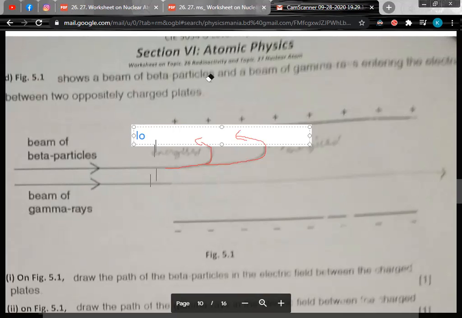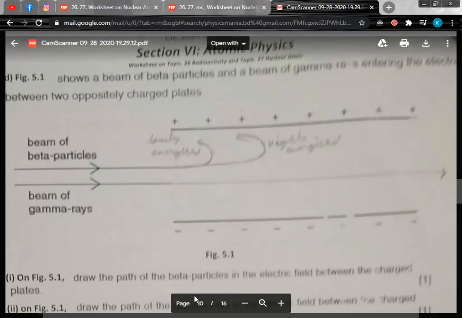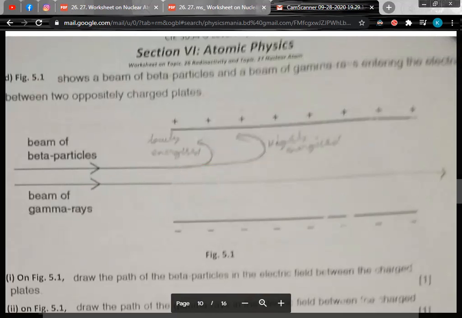Do you understand what I'm saying? Yes, sir. Your curve is returning back. Why? It should not return back. It will just keep bending, bending, and go upwards. That's it. This is one problem. Another problem is when it enters, don't curve so much inside. The next one is okay, and this one is highly energized.